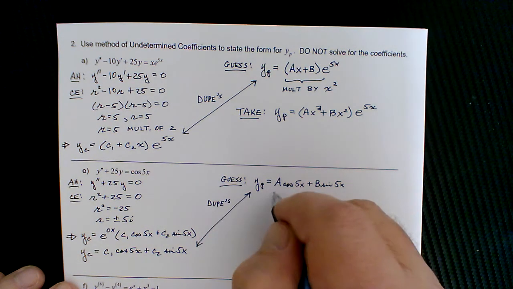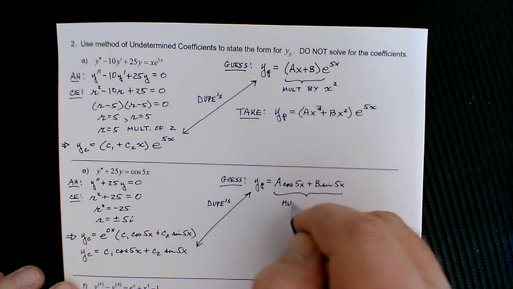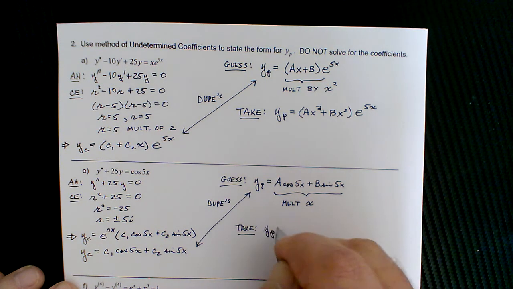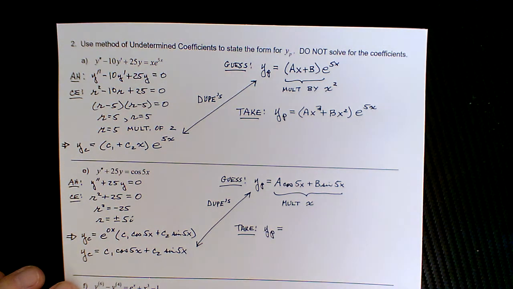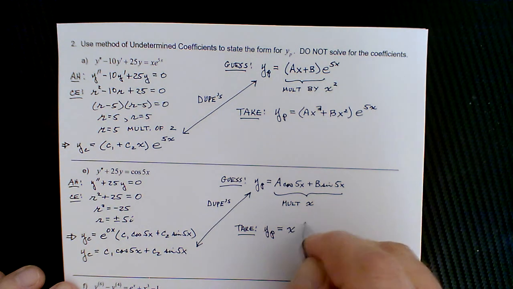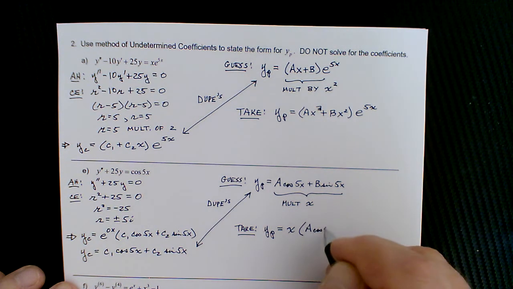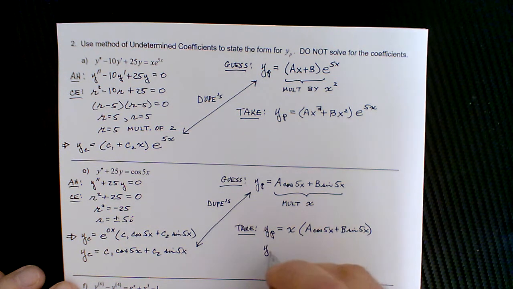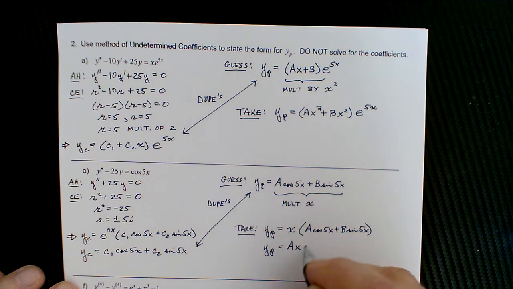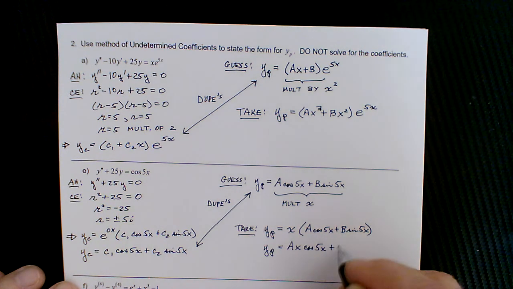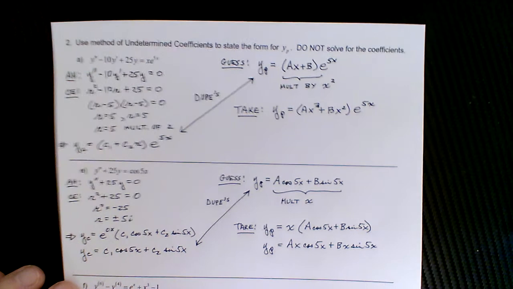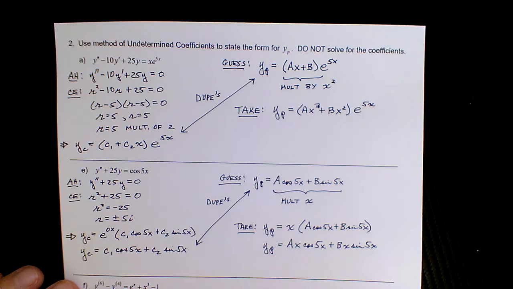and multiplying by the least power of x so that there aren't any, looks like we're going to get away with just multiplying by x. So therefore we take our y sub p to be equal to, and you could write it any way you want. You could write it as x times a cosine 5x plus b sine 5x, or if you prefer, you could distribute the x. So ax cosine 5x plus bx sine of 5x, but that's all you would need to do for this particular type of question.